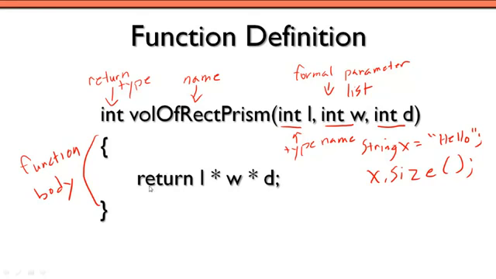And what we're doing here is just simply multiplying the length times the width times the depth to come up with a volume, and we're returning that value. So this is actually a keyword within C++, and it's just saying that once we evaluate this particular expression here, return it to whoever called us. And that may seem a little bit odd, but we're going to look at some examples of what that means to actually call or invoke a function.